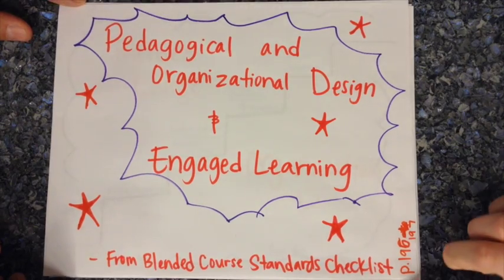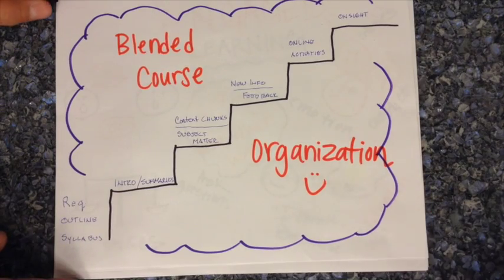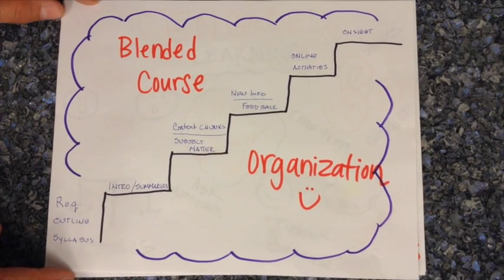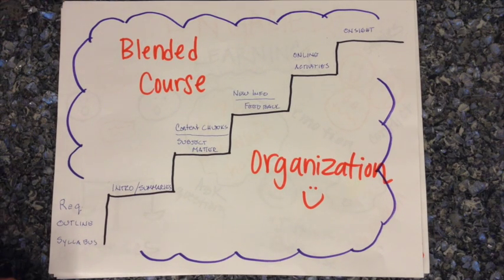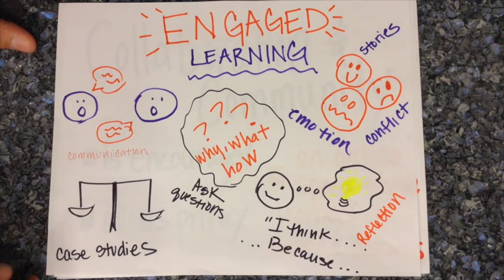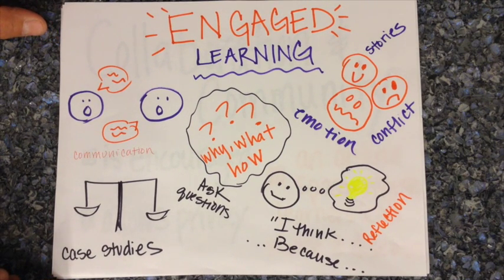Okay, also part of Appendix 1 is pedagogical and organizational design and engaged learning. The blended course organization, as a review, needs to have a syllabus, an outline, an introduction, summaries, also the subject matter split into chunks, feedback and new information, online activities, and also on-site activities. There are lots of ways that we can engage our learners by, for example, case studies, asking questions, reflective activities, stories of human conflict and emotion and communication.